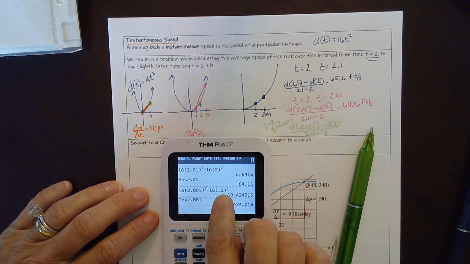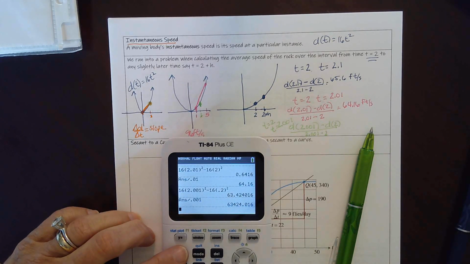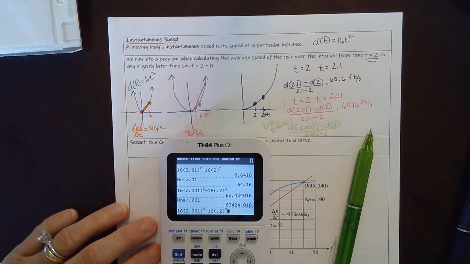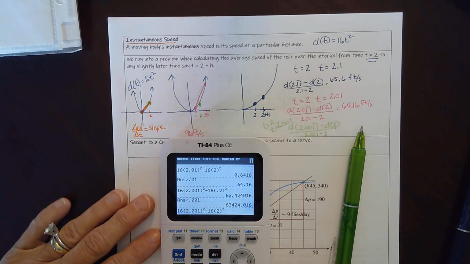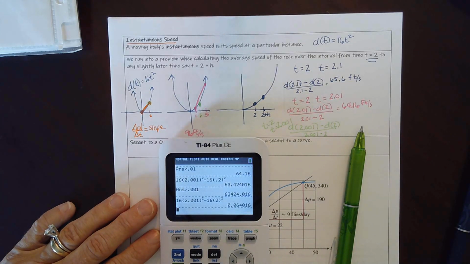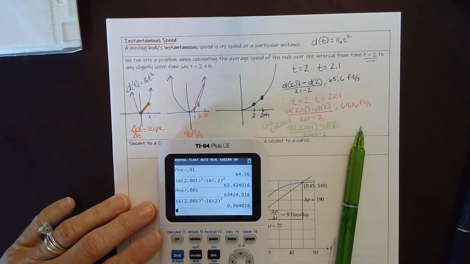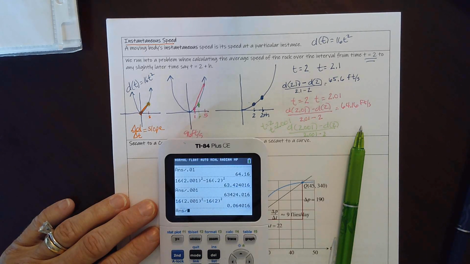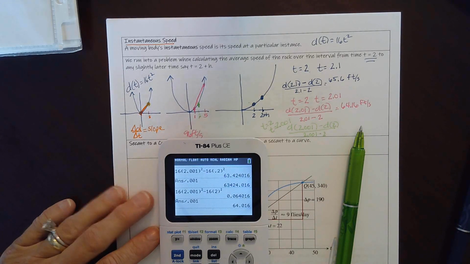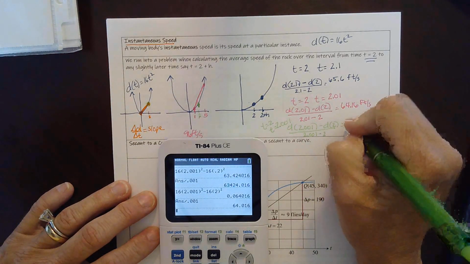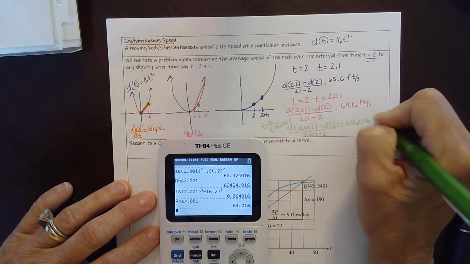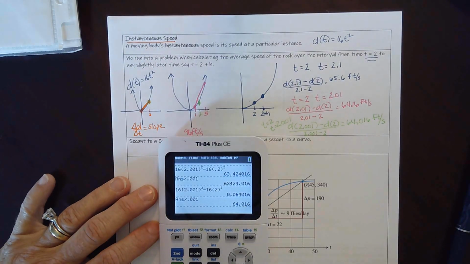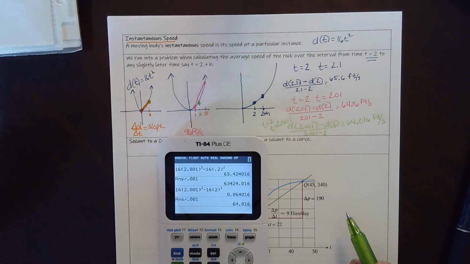Oh, it's right there. I see it. So I'm going to do second enter and second enter. And I'm going to go back and I'm going to delete that point. I will press enter. There we go. Now I will press divide by 0.001. Now I get a value of 64.016 feet per second. So let's just talk about what we've done.